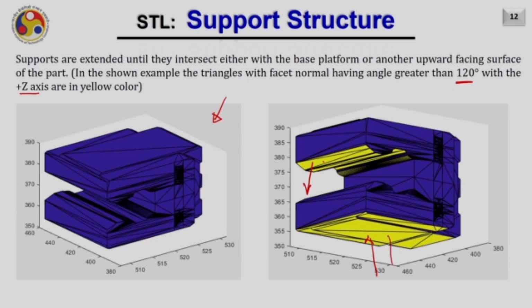These particular triangles, of course, are going to have just vertical downward, and hence they are having 180 degree angle, and definitely it is greater than 120 degree. So support is required. For these blue triangles, support may not be required. For example, this particular triangle is having upward normal. It's not requiring any support material. This particular triangle is having 90 degree angle from the z axis. Hence, it also doesn't require the support material. Till 120 it can support, but beyond that it will not support.